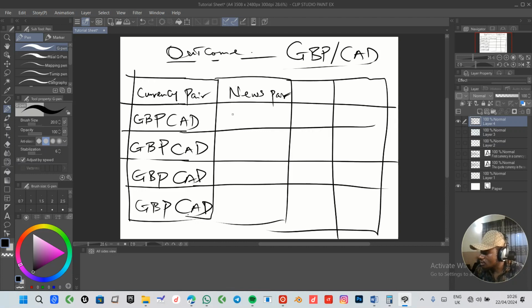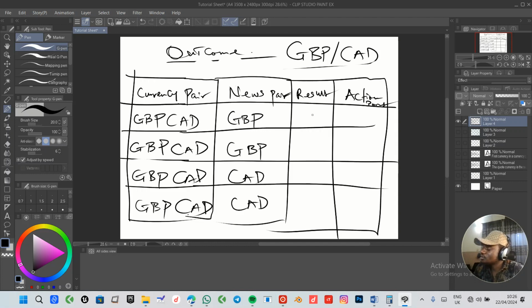Okay, so here we can write if it's on GBP. Here we can write if it's on GBP. Here we can write if it's on Canadian dollar. Here we can write if it's on Canadian dollar. Here we write result. And here is action points.